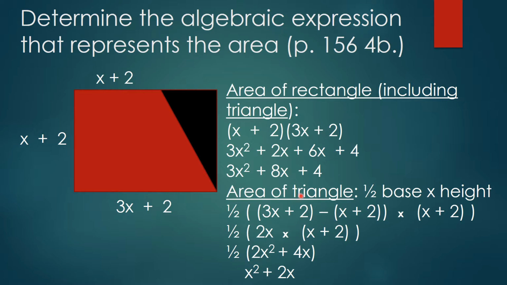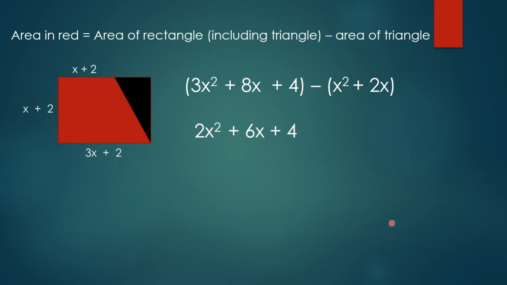Now we're not done because we know the area of the entire thing in the red and the black is here, 3x squared plus 8x plus 4. And if we subtract the area of the black triangle, x squared plus 2x, then we'll get the area of the red. And here we've done it. The area of the entire thing, including the red and the black, is 3x squared plus 8x plus 4. And we subtract the area of the triangle, x squared plus 2x.